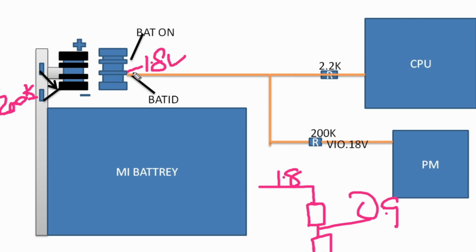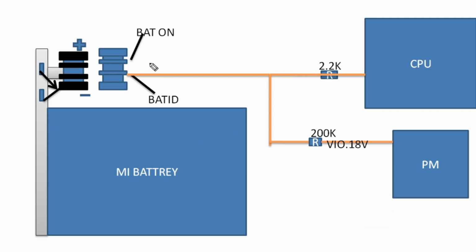So this 1.8 volt becomes 0.9 volt. After the CPU senses the voltage drop, according to that the CPU knows the battery is connected, right? This is the whole concept of the Batt ID line, how the Batt ID line works. Now if this line, Batt ID line, had some kind of problem, open, short or break, how to fix that? I'm telling you step by step.